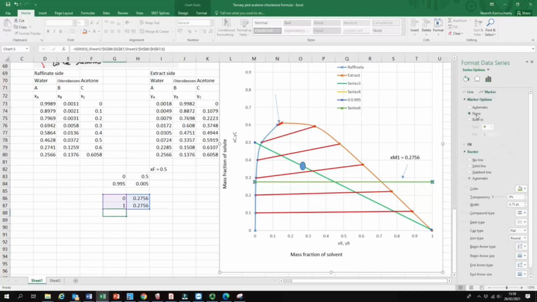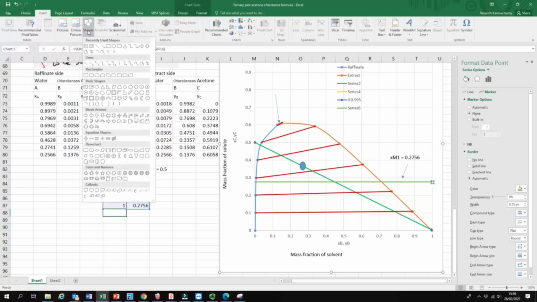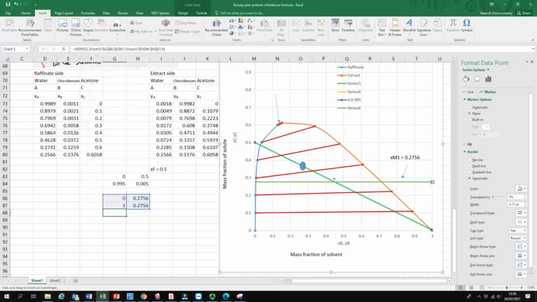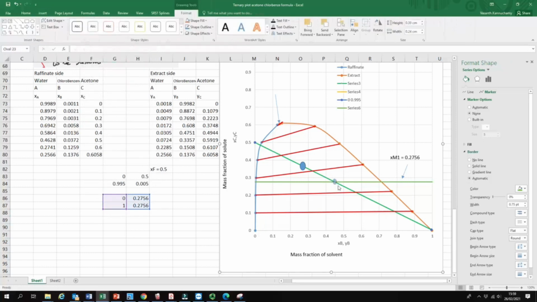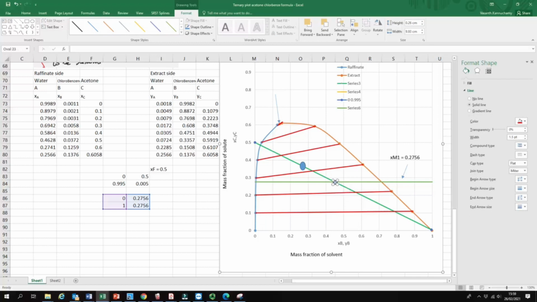Let's change this marker to none. So this point is our mixing point. Let me put some marker there so that we will get some idea. This is our mixing point, which we identified using this graphical method. In fact, this is called the Hunter-Nash method, but anyway, we used some mass balance expression in order to make our life a bit easier.